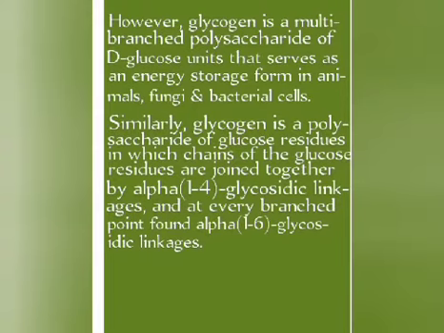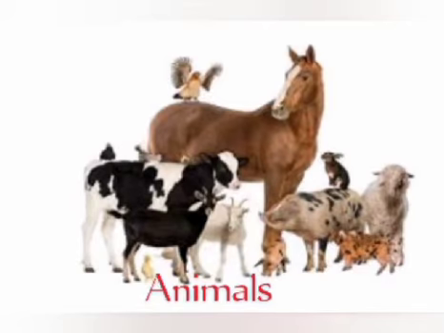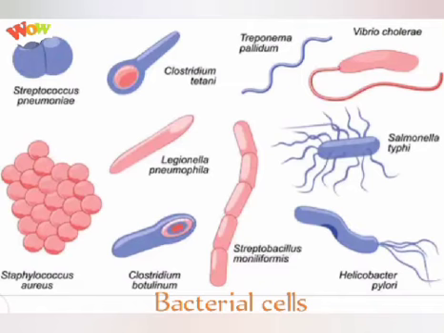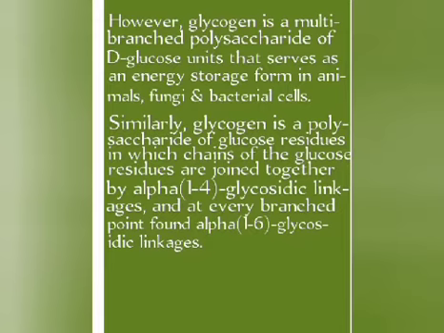Glycogen is a multi-branched polysaccharide of D-glucose units that serves as an energy storage form in animals, fungi, and bacterial cells. Similarly, glycogen is a polysaccharide of D-glucose residues in which chains of the glucose residues are joined together by alpha 1 to 4 glycosidic linkages, and at every branch point are found alpha 1 to 6 glycosidic linkages.